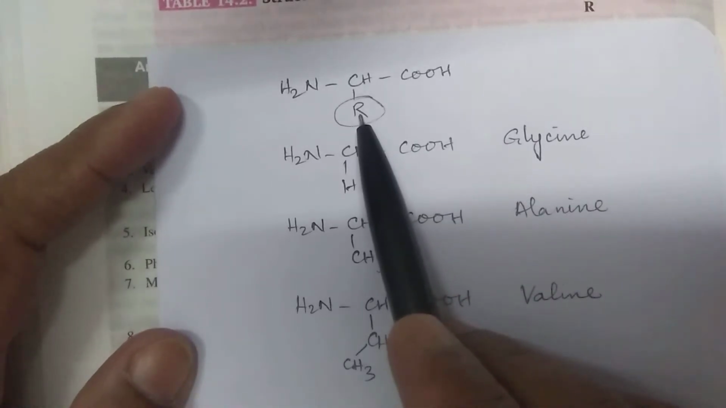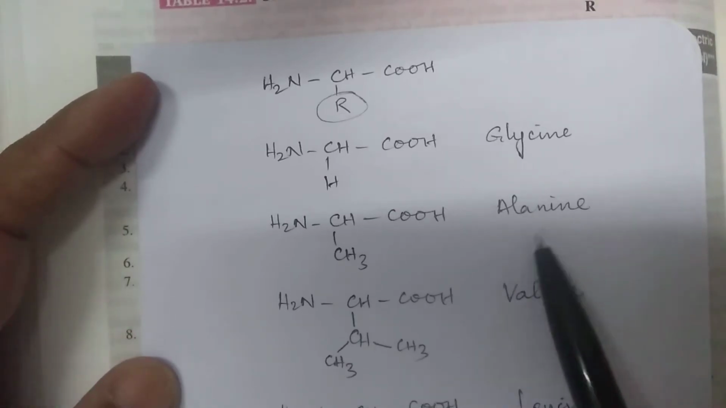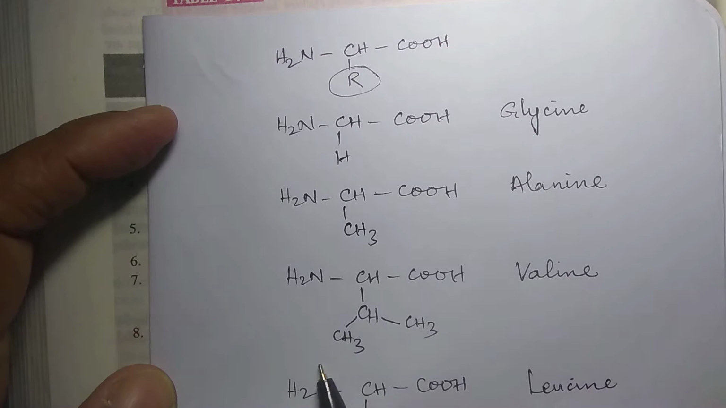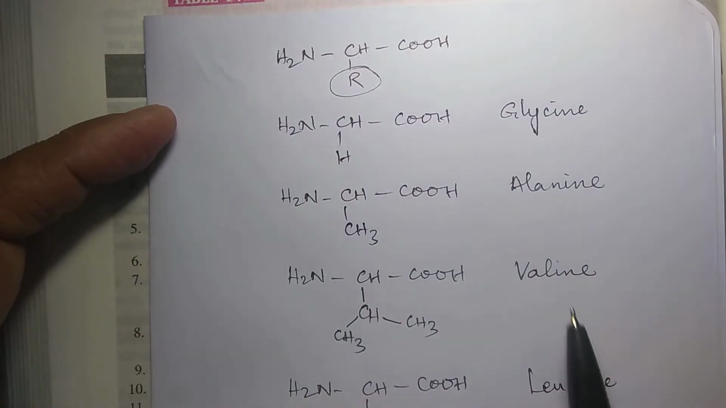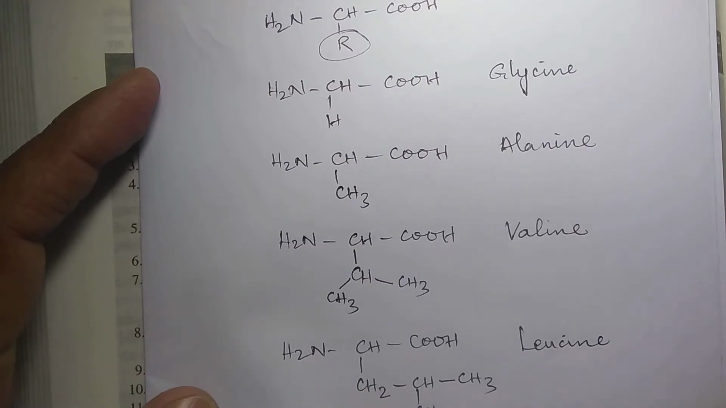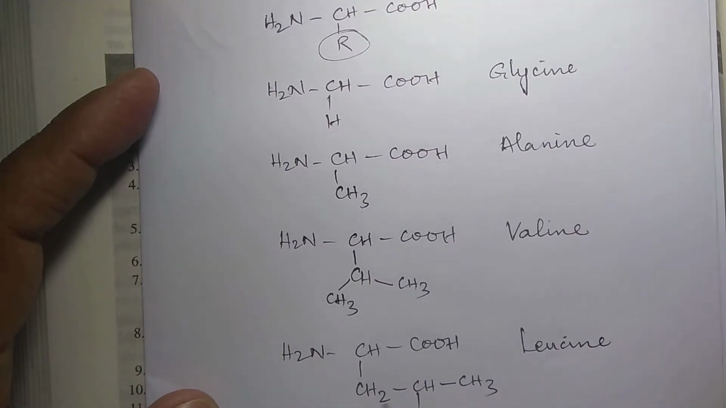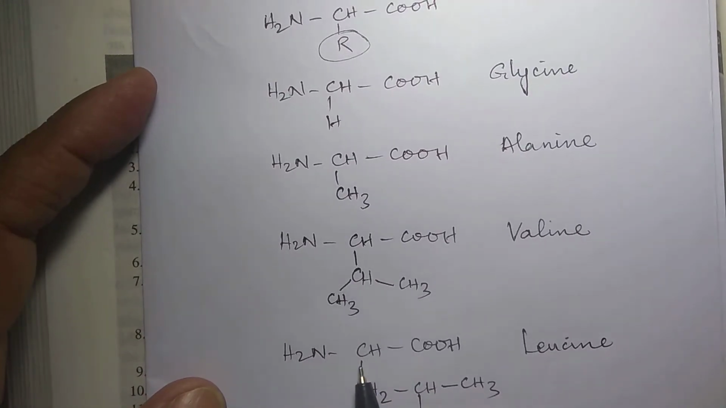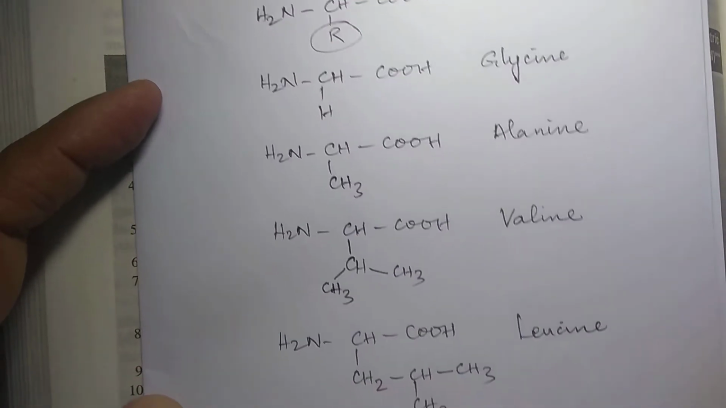If this R is replaced by a CH3 group, it is called alanine. And if it is replaced by an isopropyl group, then it is called valine. Now what is this called? This is called 2-methyl propyl, is it not? 2-methyl propyl attached to the CH group. Then it is called leucine, right?